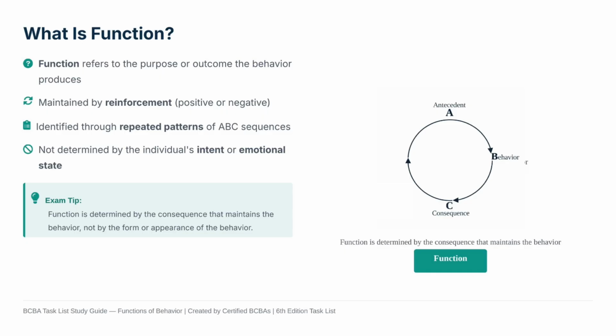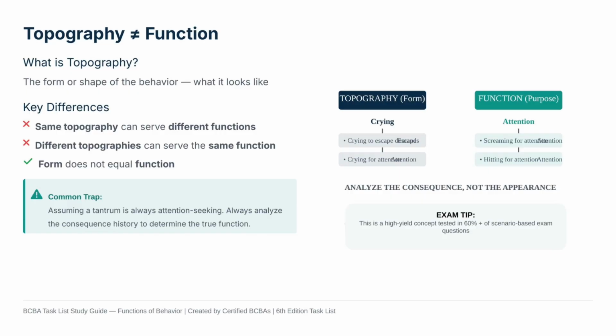And that leads us directly into a very common mistake. Many students confuse what a behavior looks like with why it occurs. Topography refers to the form of the behavior: crying, hitting, leaving the seat. Function refers to the outcome that keeps it happening. The same tantrum might be escape in one setting and attention in another. Likewise, different behaviors may all serve escape. So always pause and ask yourself, what happened after the behavior?